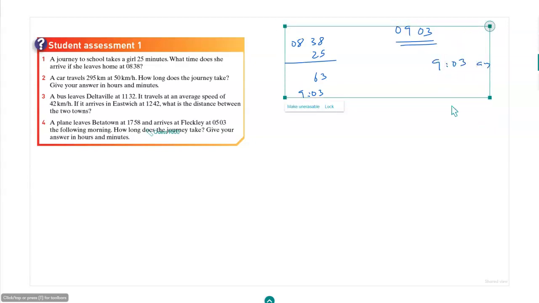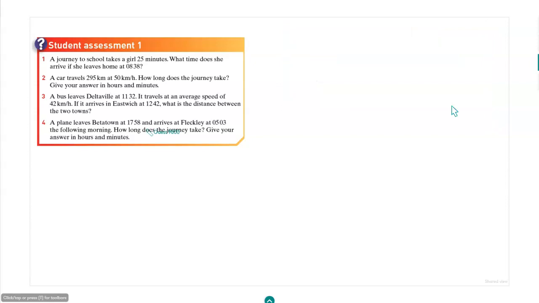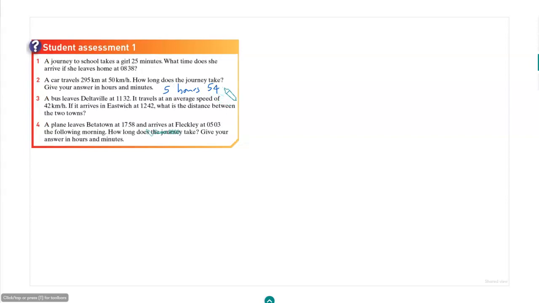Okay, how about the second one? The car travels 295 kilometers at a speed of 50 kilometers per hour. How long does the journey take? So, time is actually distance by speed. So, 295 by 50. If you do the division, you will get how much? You will get 5.9. So it is 5.9 hours, right? 0.9 hours is 0.9 into 60. So, 54 minutes. So you say 5 hours and 54 minutes.